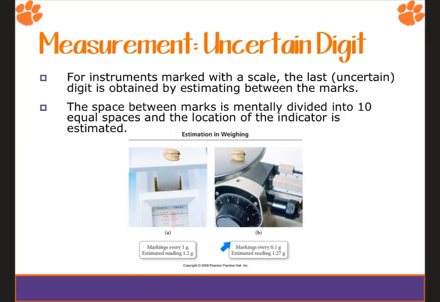On this scale, we have markings every 1/10 of a gram. So each of these little lines is 0.1 grams. We know that it is at least 1.2. So we have 1.1, 1.2, and it's between 1.2 and 1.3. Again, we estimate it's a little more than halfway. So they estimated here 1.27. Again, that 7 is our uncertain digit. The other two we know for sure.